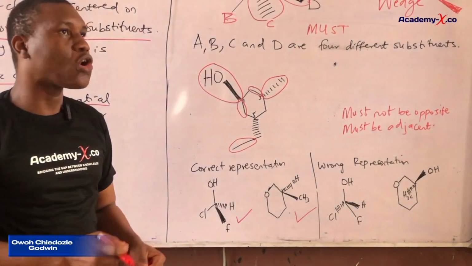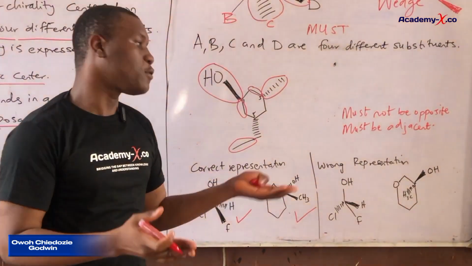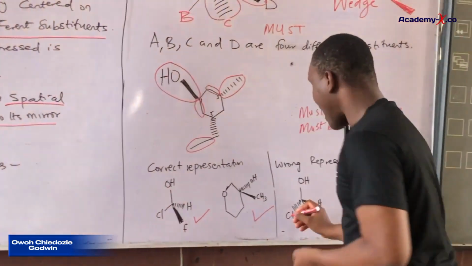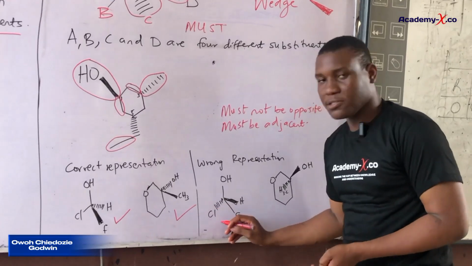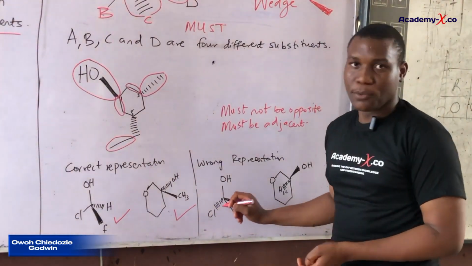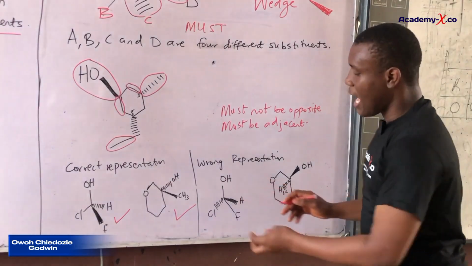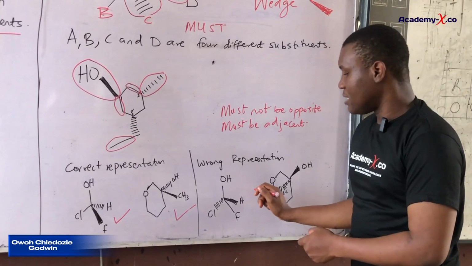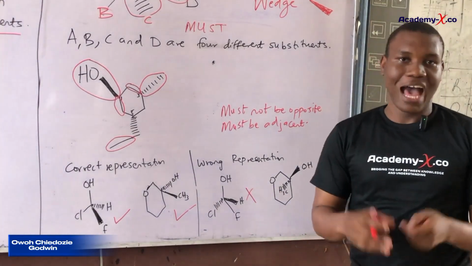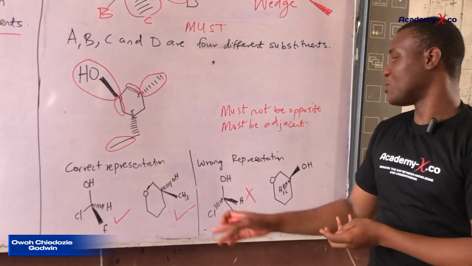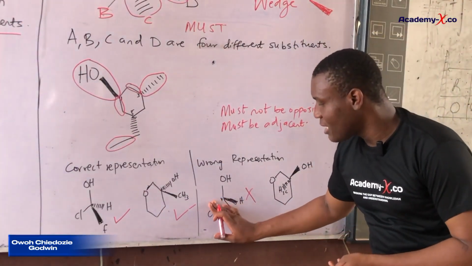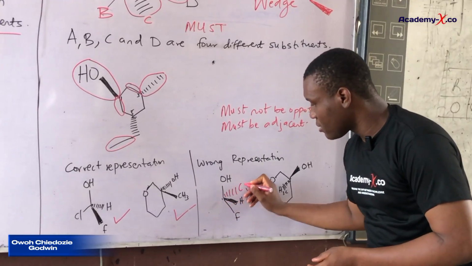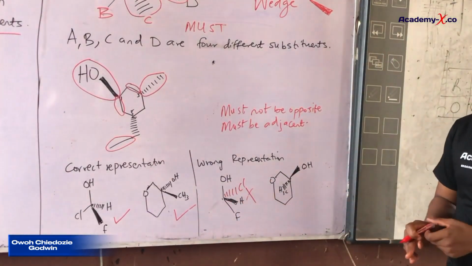Now let us look at the wrong representation, where if you draw such a structure, you are going to lose marks. Chloride is on a hash bond, and hydrogen is on a wedge bond, and we draw them opposite, on the two sides of the plane. It is a wrong representation. We can correct this by erasing this part and bringing it here. So this will be the correct representation.